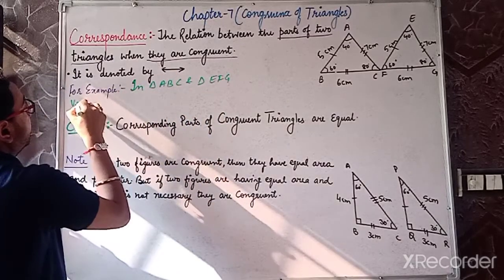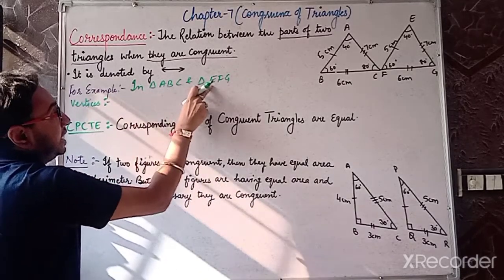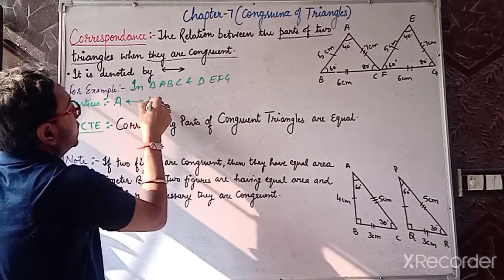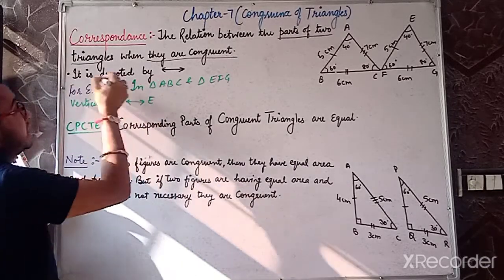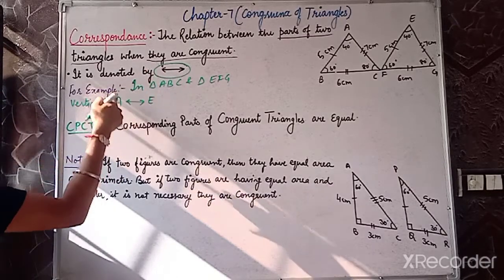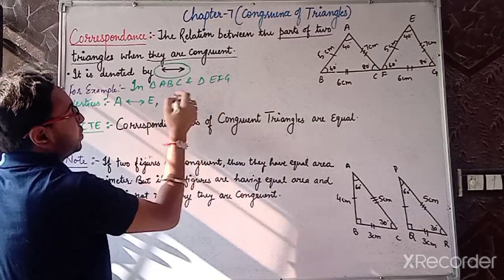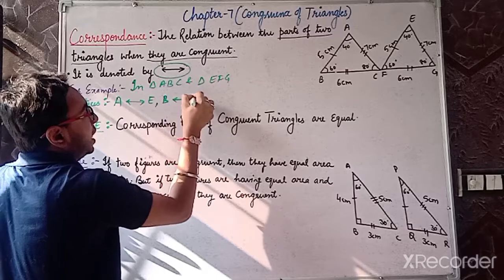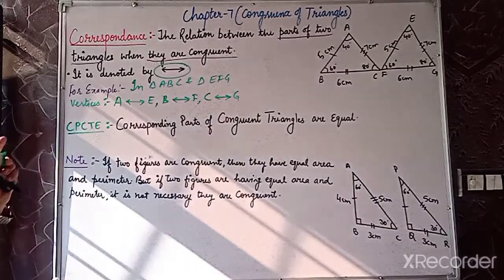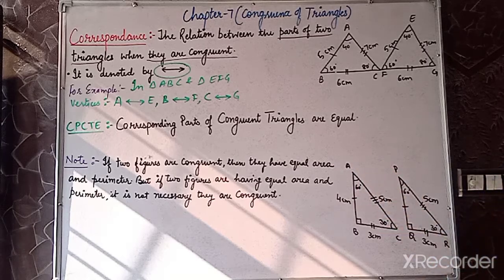If I talk about vertices, just look at how they correspond to each other. A here, E here. It means vertex A corresponds to vertex E. The correspondence is denoted by this particular sign. Similarly, can I say B and F are at the same position? Therefore, B corresponds to F. Similarly, C corresponds to G. Therefore, in vertices we have three correspondences: A corresponds to E, B corresponds to F, C corresponds to G.